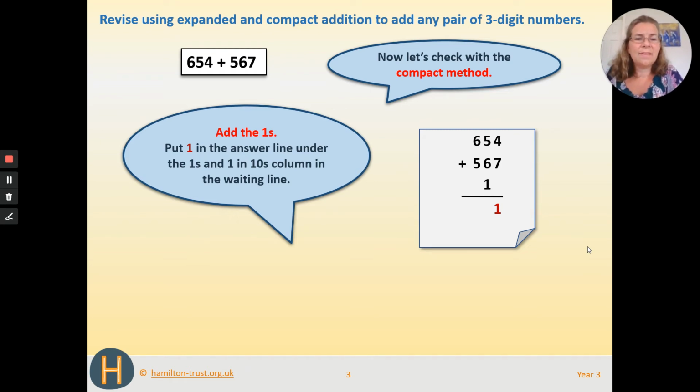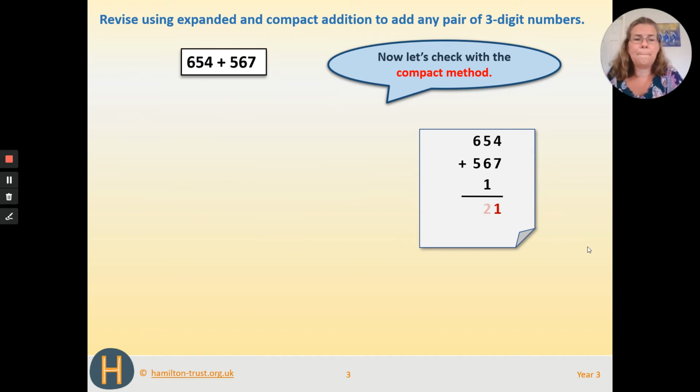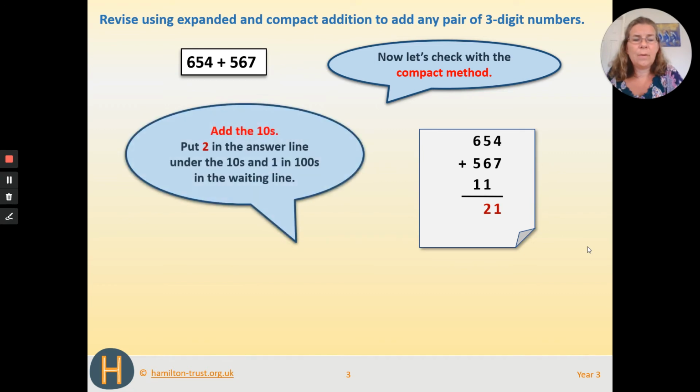Now we're going to add the tens column. 5 add 6 is 6, double 6 is 12, but it's 12 tens, which makes 120. So we put the 1 into the hundreds column and the 2 into the tens column. And now we can add up the final column. 5 and 1 is 6, double 6 is 12. We can write that straight into the answer line.